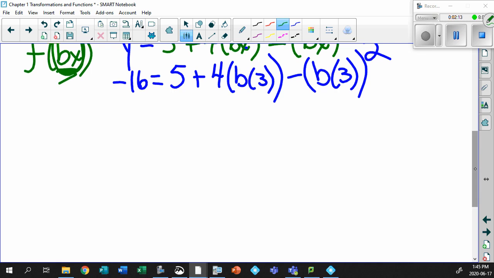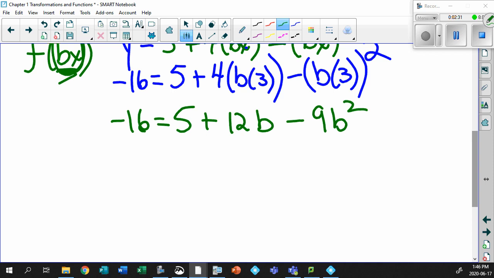All right, so this is minus 16. There's 5 plus this is going to be 4 times 3. Oh, that's going to be 12 then. 12b minus 3 squared is 9. This is going to be minus 9b squared. Now check this out. Bring the 16 over. That equals 0, making this 21 plus 12b minus 9b squared.